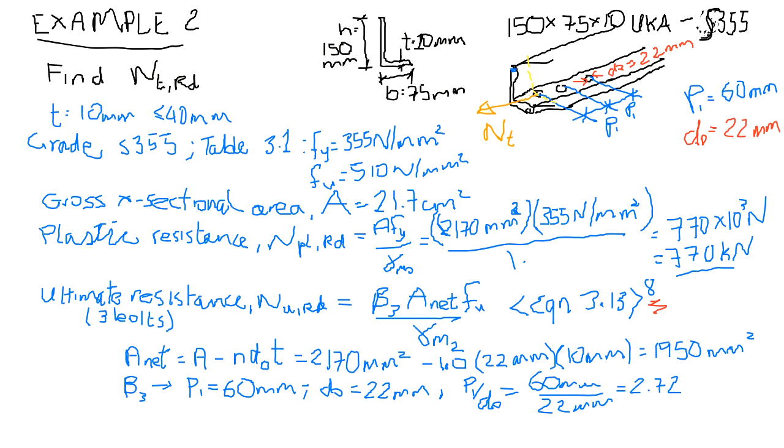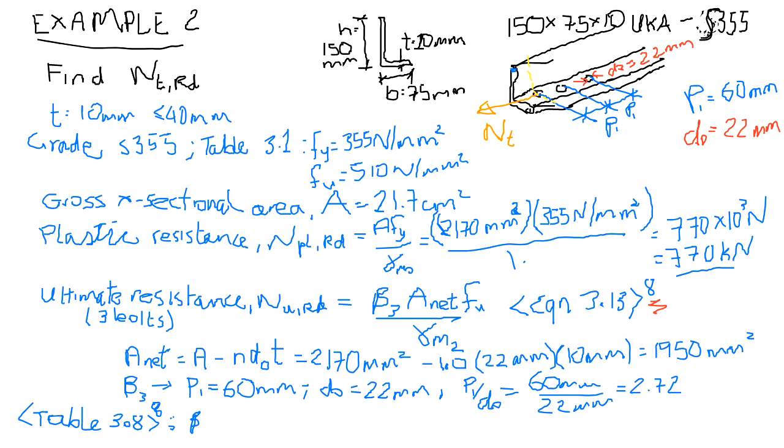Okay, so in that table I showed you earlier on, I can't go back and forth between screens or it'll make this disappear. But if I go to table 3.8, which is in Eurocode, so hopefully you have Eurocode 3 part 1 part 8 open there in front of you. If you go to that table, that will tell us that we have three bolts, and we have to interpolate because we're between 2.5 and 5.